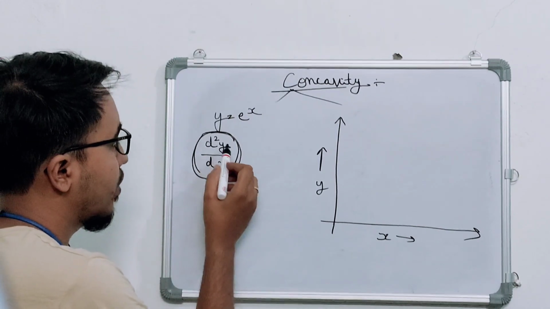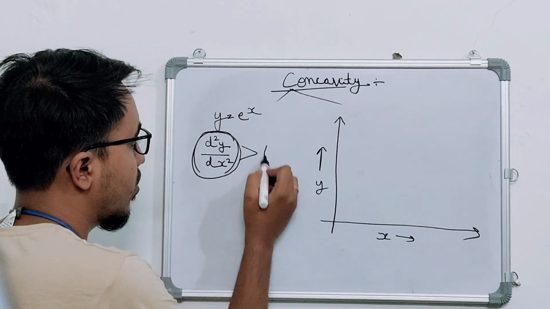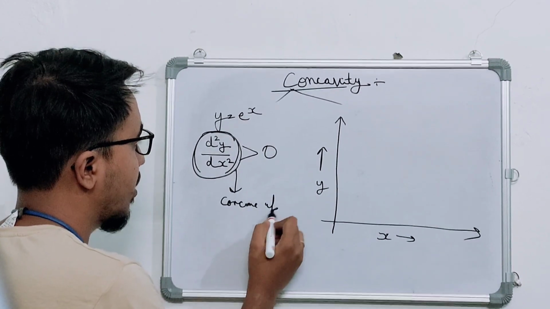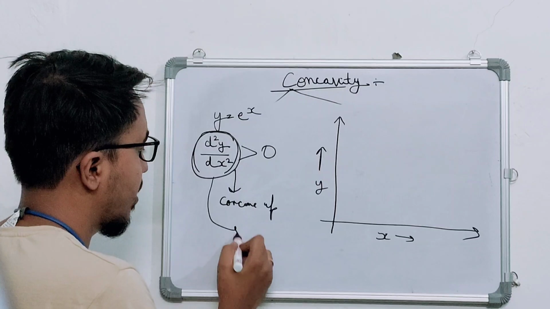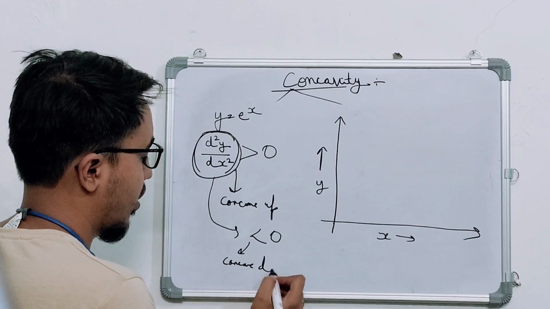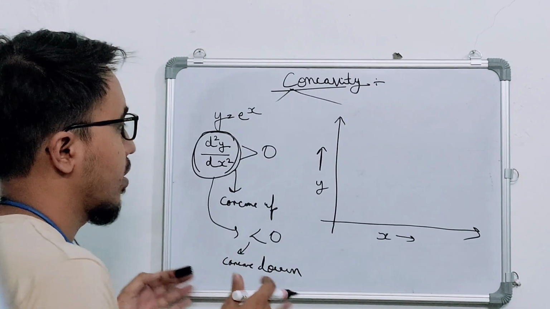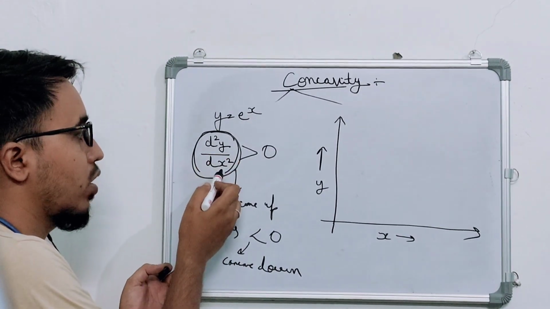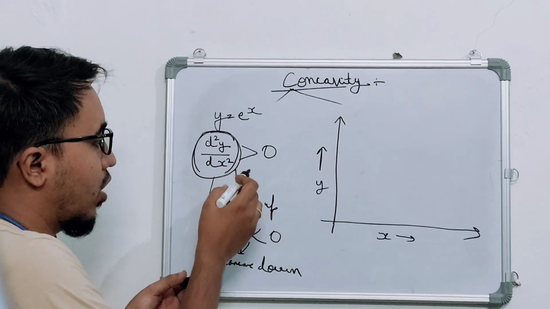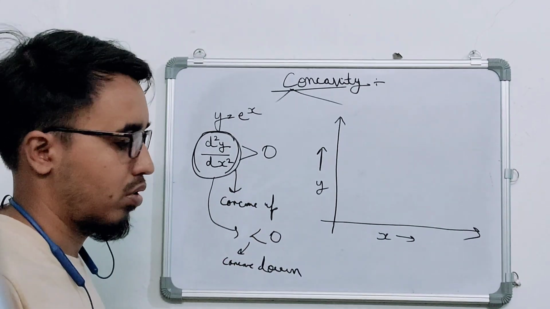If you calculate the value of d²y over dx², okay, then if it is greater than 0, the function is concave up, right? And if this factor is less than 0, then it is concave down. I have already explained what concave up and concave down are, but in the case of functions, you have to calculate the value of d²y over dx² and check whether it is greater than 0 or less than 0 at any point, and accordingly you can analyze whether the function is concave up or concave down, okay?